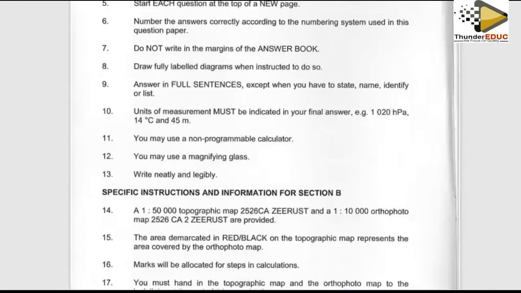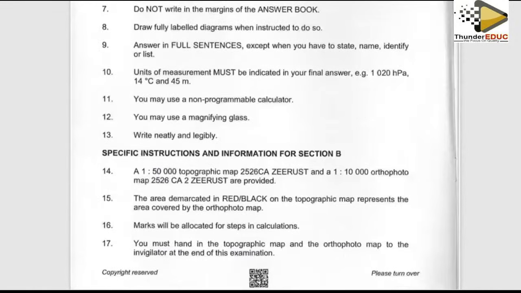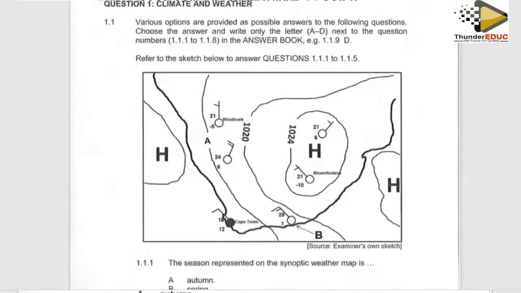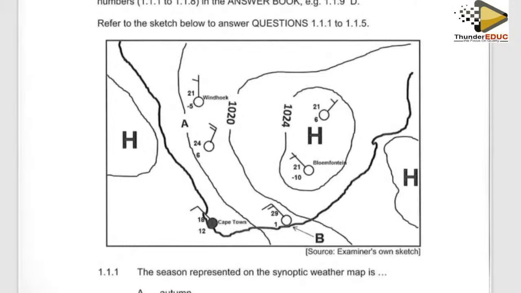I'm not going to take you through the instructions, but I will take you directly to the questions. Question 1 is climatology. Various options are provided as possible answers to the following questions. Choose the answer and write only the letter. So what do we do?